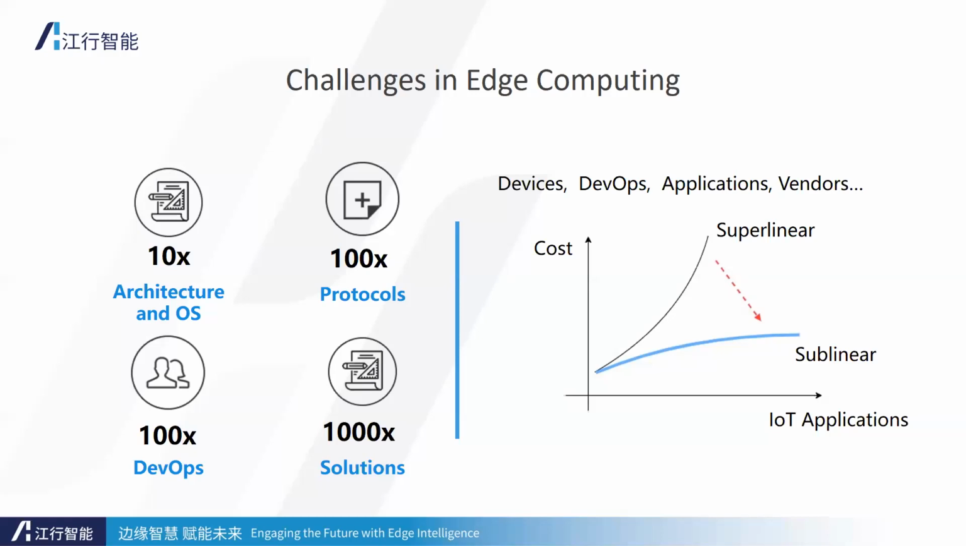As shown in the right part of this slide, we can see that with the huge increase of IoT applications, most solution costs will increase along a superlinear curve. But most industrial customers cannot accept the huge increase of this cost. So our target is how we can reduce the cost when the number of IoT applications increases. We want to make this curve a sublinear curve.